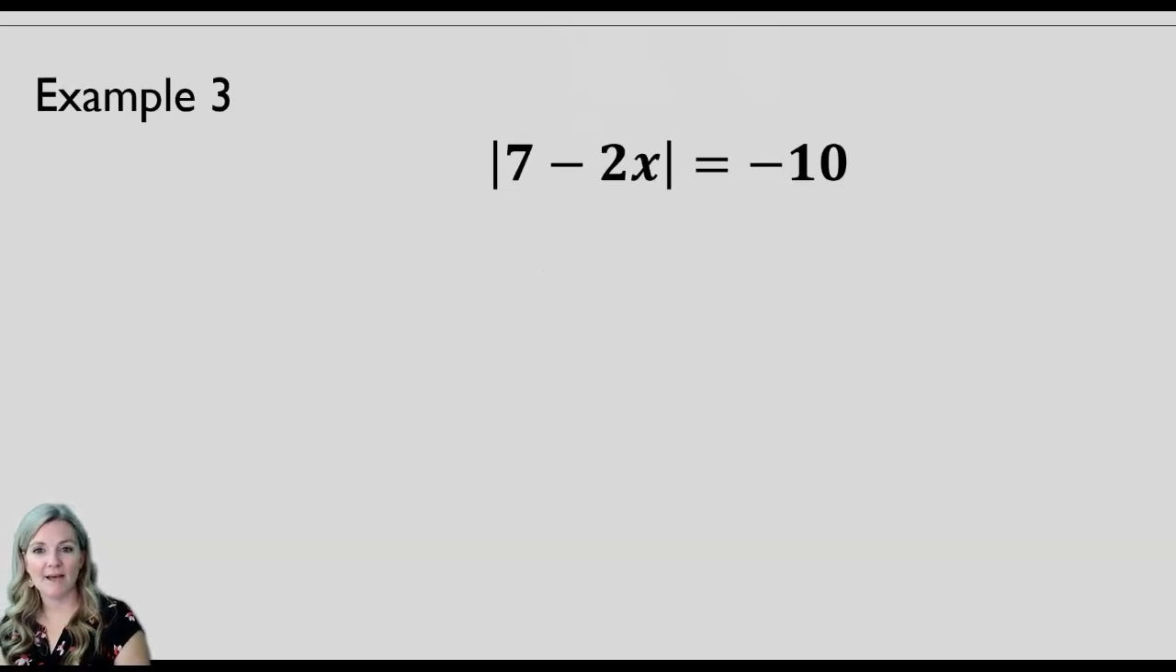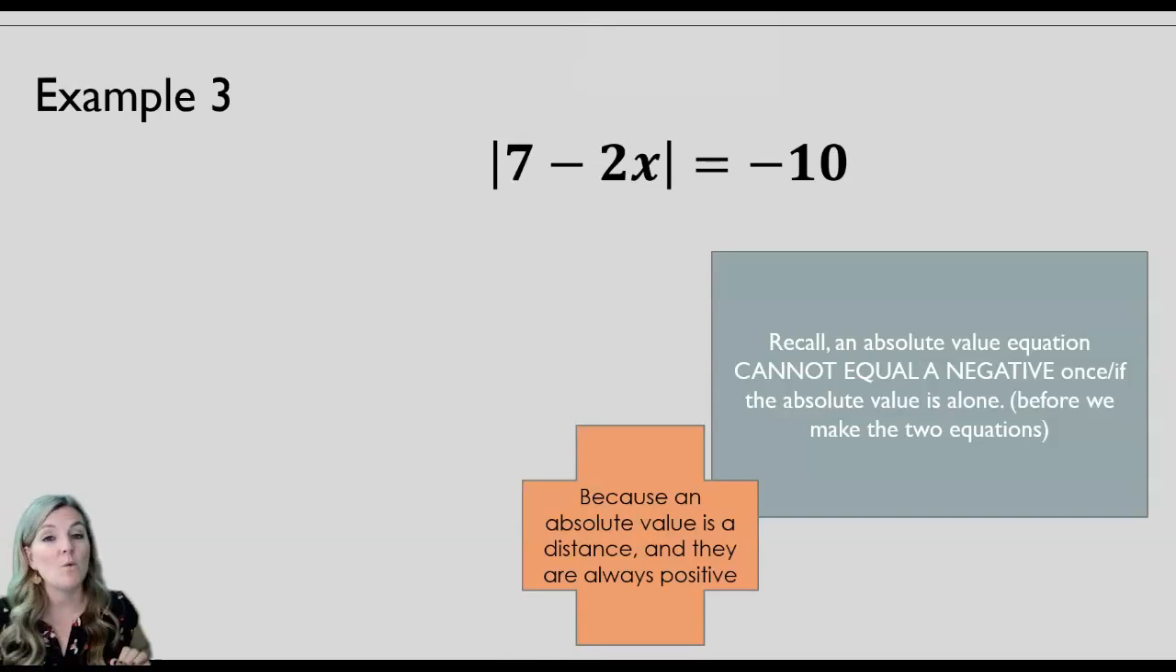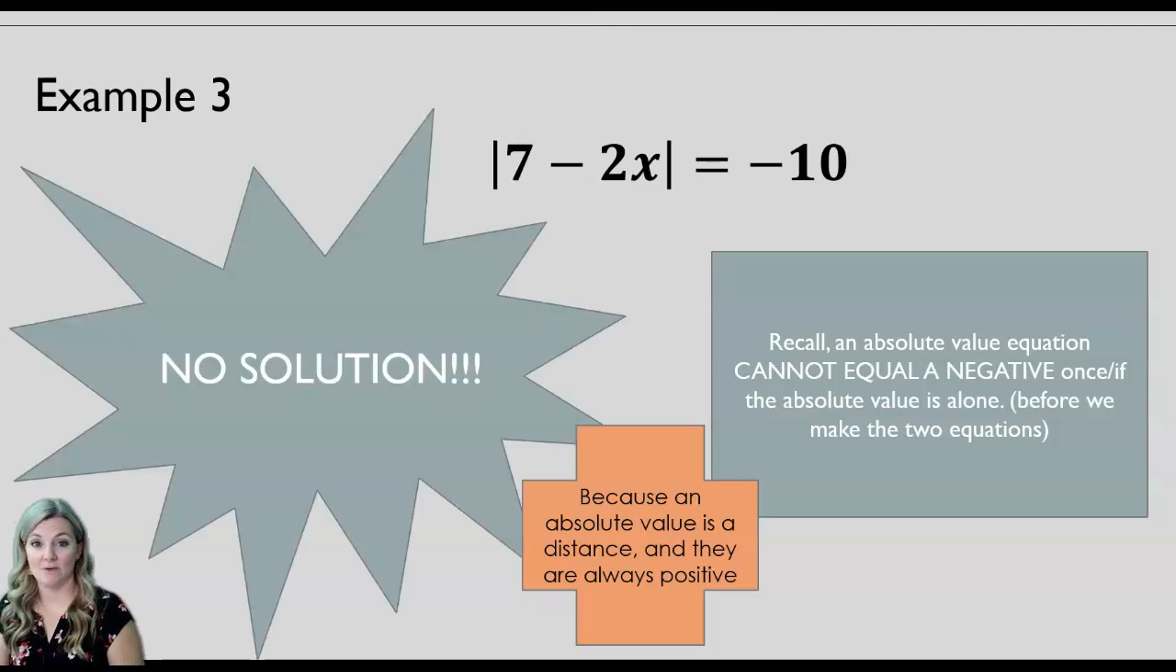Example 3, I have the absolute value of 7 minus 2x is equal to negative 10. My absolute value is by itself, so normally I would split it. But remember that an absolute value, when left alone, cannot equal a negative number. It's impossible because an absolute value is a distance. There's no way a distance can be negative. So this particular answer, we're done.